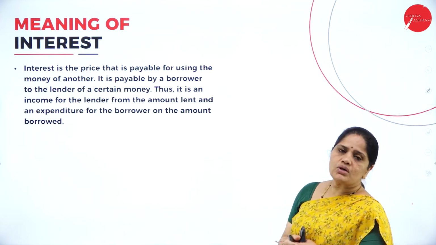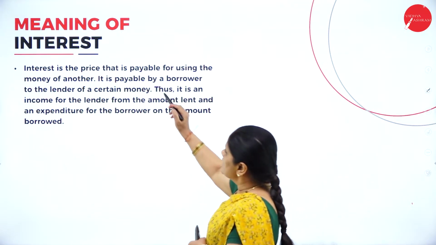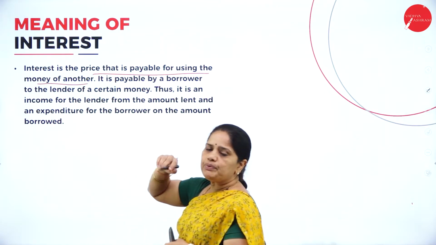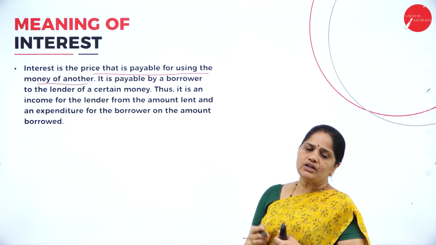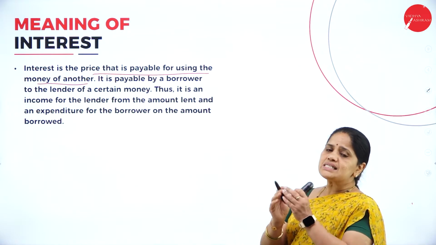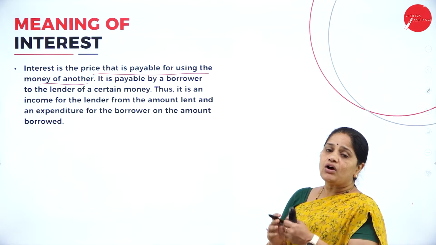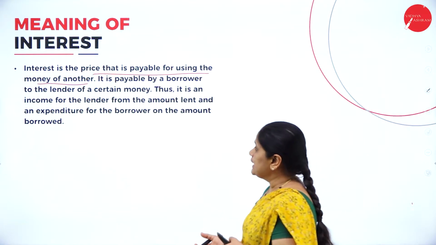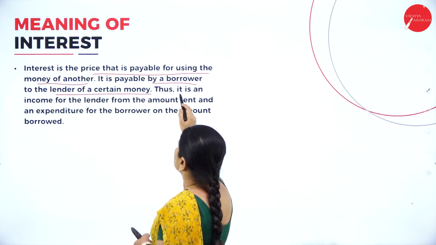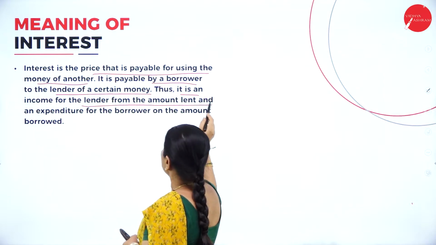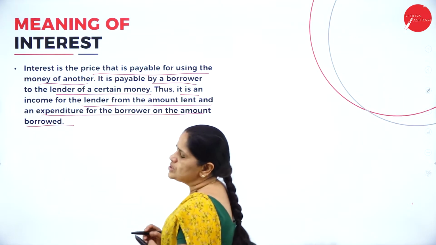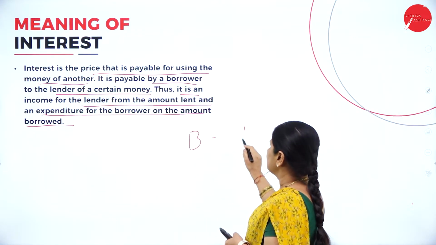Now, let us understand what is the meaning of the word interest. Interest is the price that is payable for using the money of another. Suppose you are making use of the bank's money to run your business, then you will have to pay a certain amount of interest to the bank. That extra amount, whatever we are paying to the bank, we call it the interest. So, it is payable by a borrower to the lender of a certain money. Thus, it is an income for the lender from the amount lent and an expenditure for the borrower on the amount borrowed. So, there is a borrower and the lender.